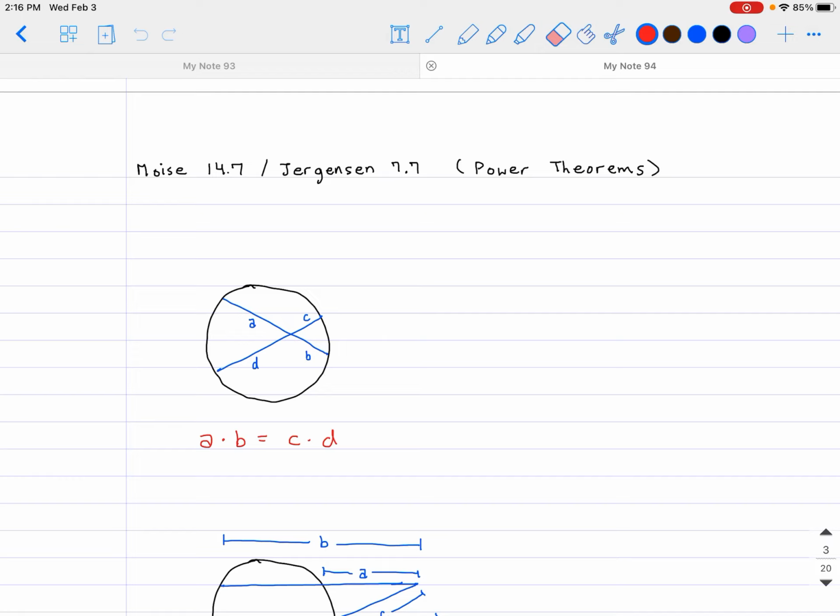Today in geometry, we'll be looking at that last section of chapter 7 for Jurgensen and Moise, chapter 14, which is, well, I guess equivalent in terms of section, which is 7. So this is what is known as the Power Theorem. In other textbooks, there might be a different name for it, but this is the general name that you'll hear from most geometry teachers.